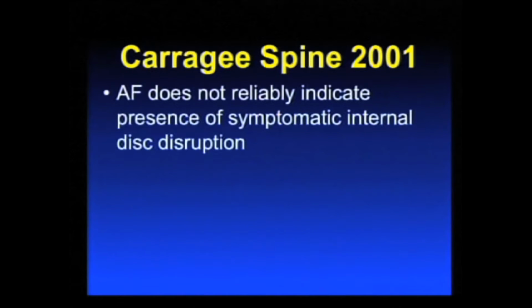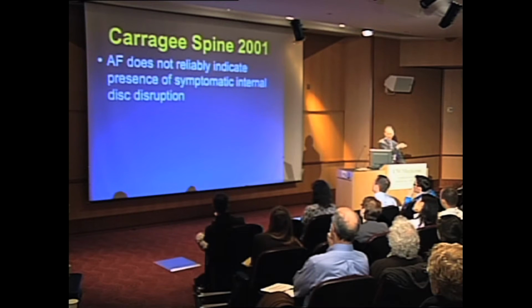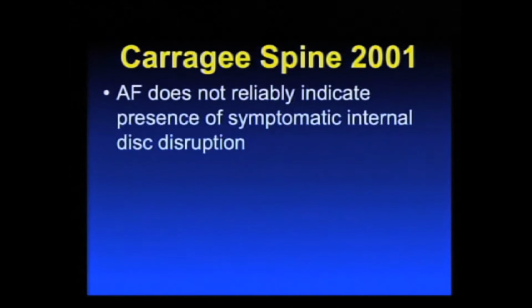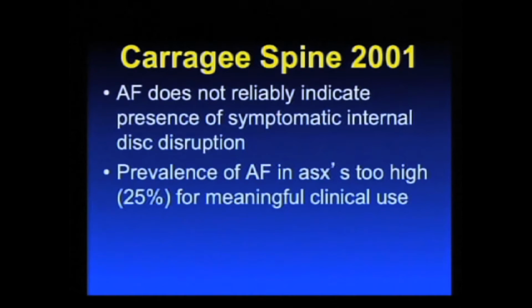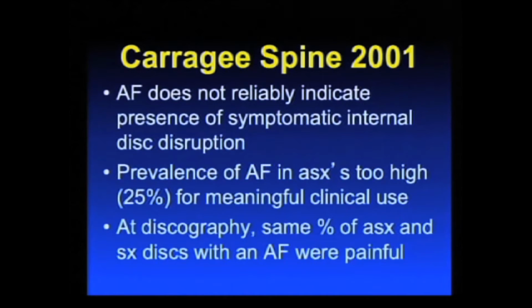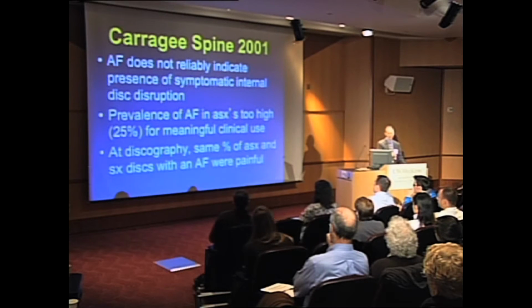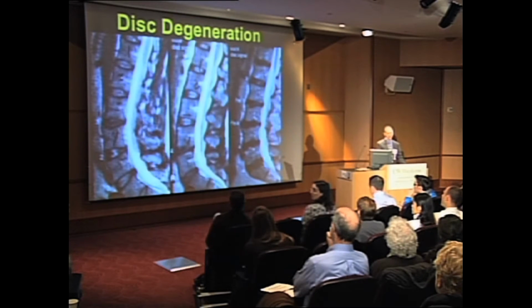Gene Karagi did a study which also looked at annular fissures, and basically his conclusion was that these fissures did not reliably indicate the presence of symptomatic internal disc disruption. Again, because the prevalence is too high without pain attributable to that disc for meaningful clinical use. In his study at discography, the same proportion of patients who were asymptomatic and those who had symptomatic discs with an annular fissure were painful. So it's hard to draw firm conclusions about the role that annular fissures play in back pain and discogenic back pain.